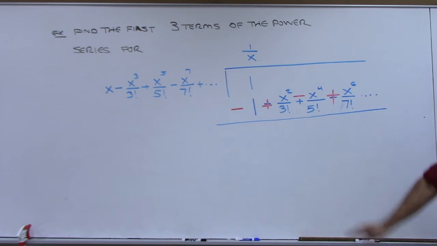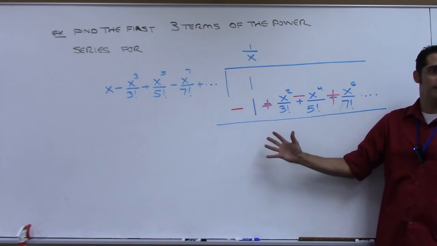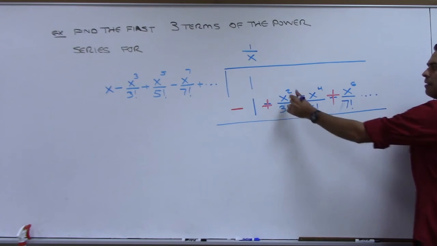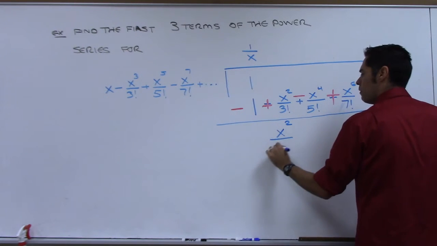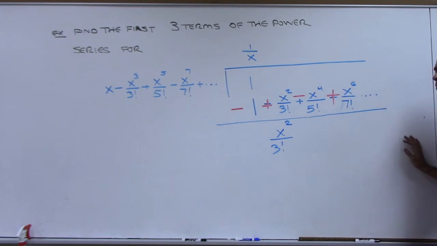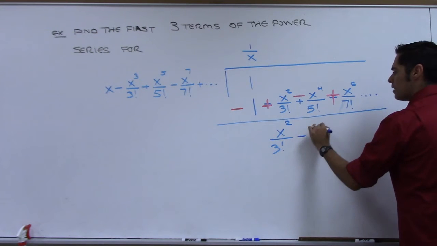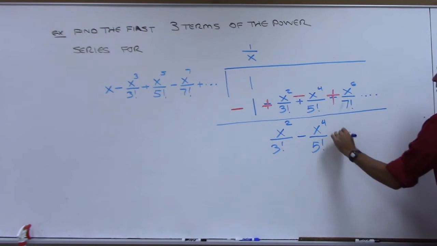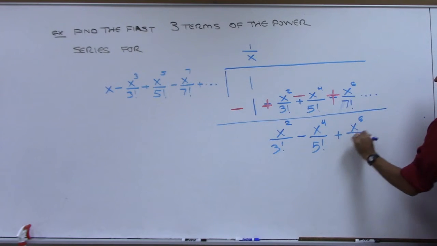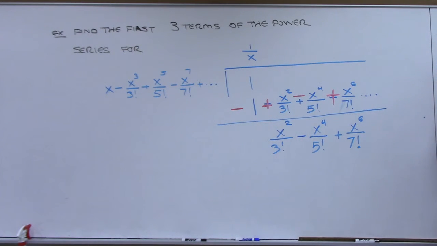So when we add straight down, the 1's cancel, which is what we wanted. And now I go here and here, add down, we get x squared over 3 factorial. Here, negative x to the 4th over 5 factorial. And then plus x to the 6th over 7 factorial.